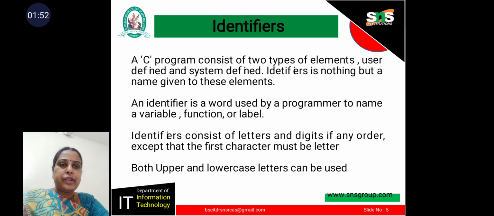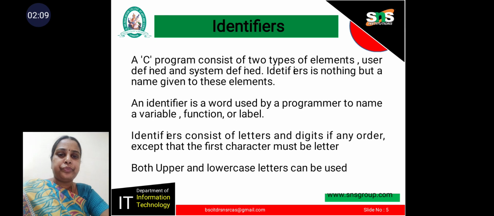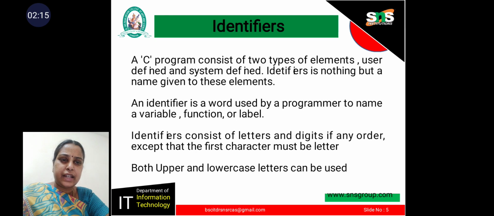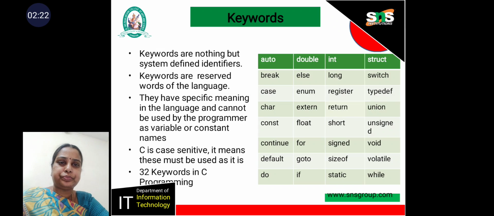A C program consists of two types of elements called user-defined and system-defined. An identifier is nothing but a name given to these elements. An identifier is a word used by a programmer to name a variable, function, or label. Identifiers consist of letters and digits in any order except that the first character must be a letter. Both uppercase and lowercase letters can be used.